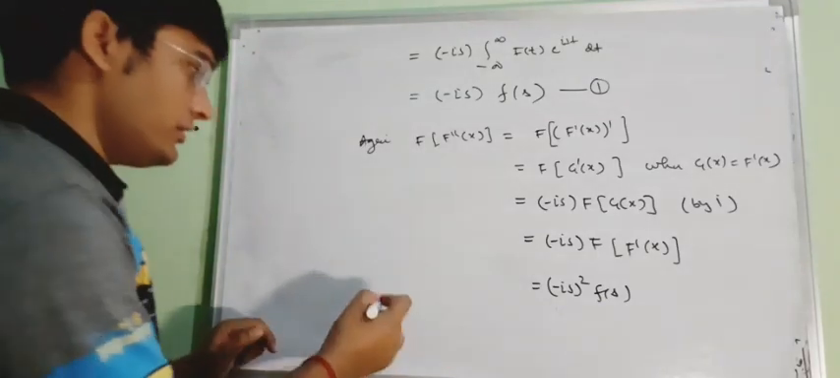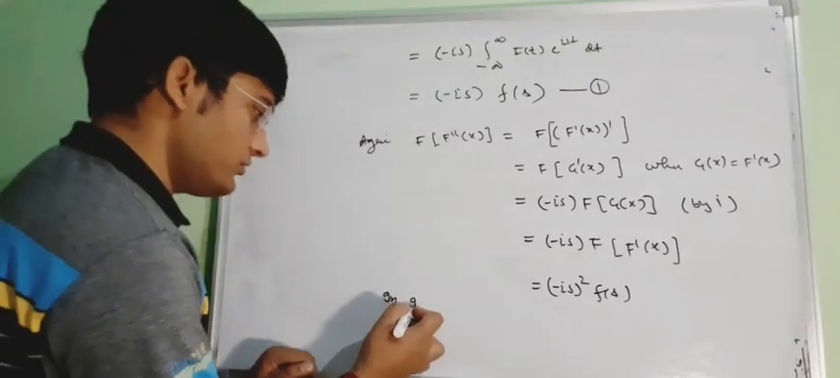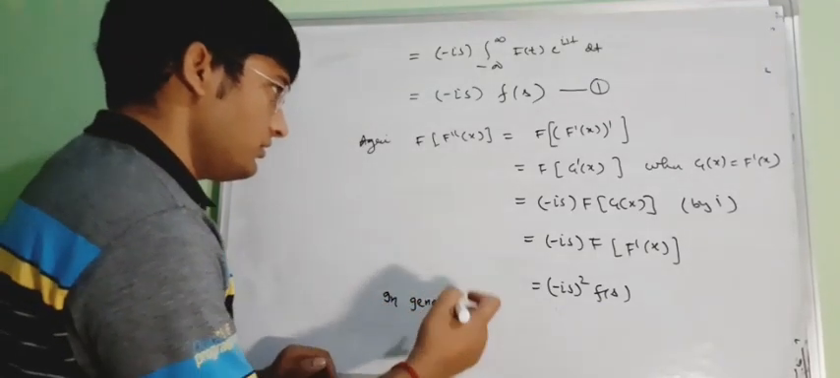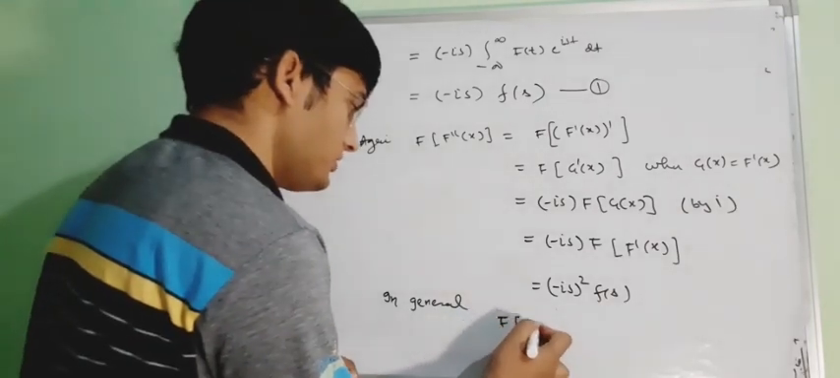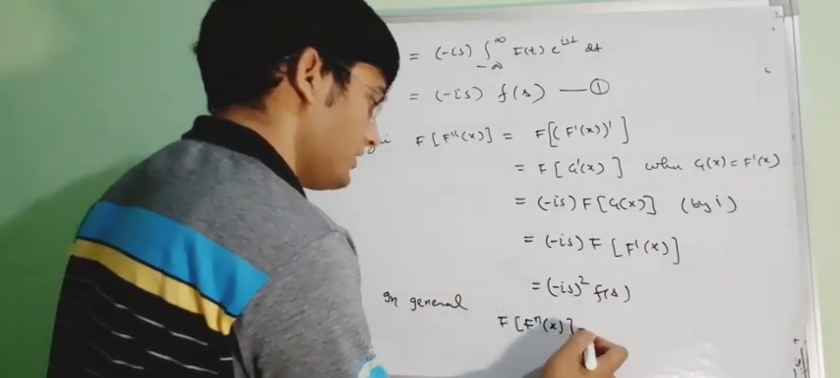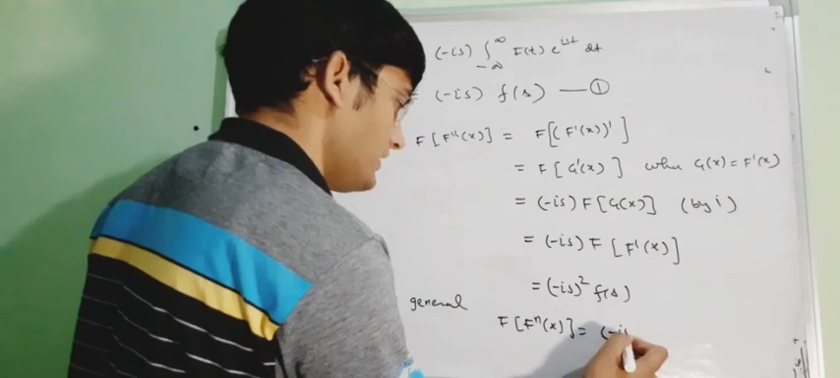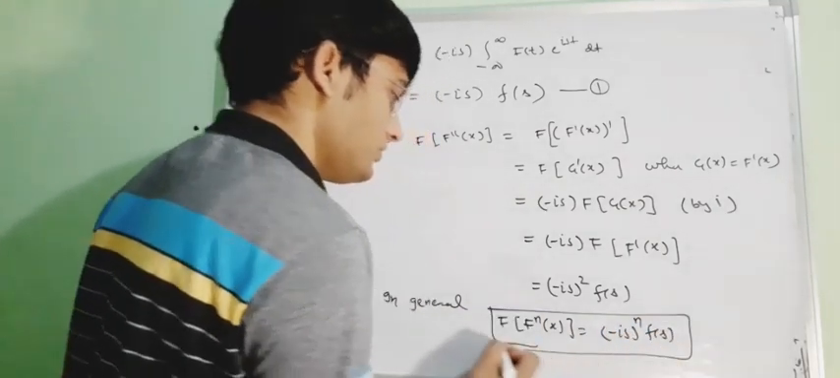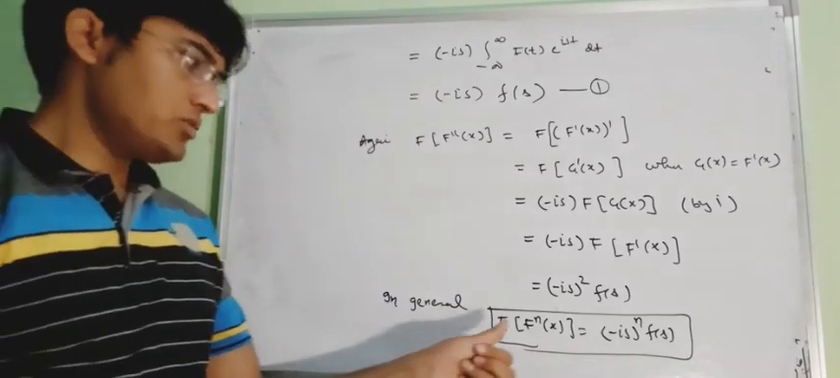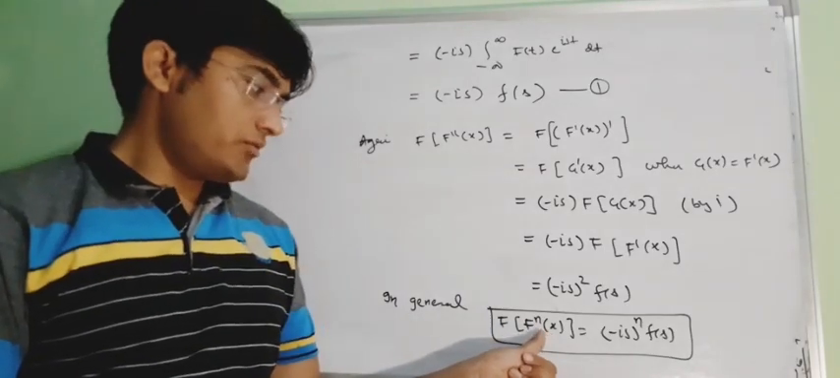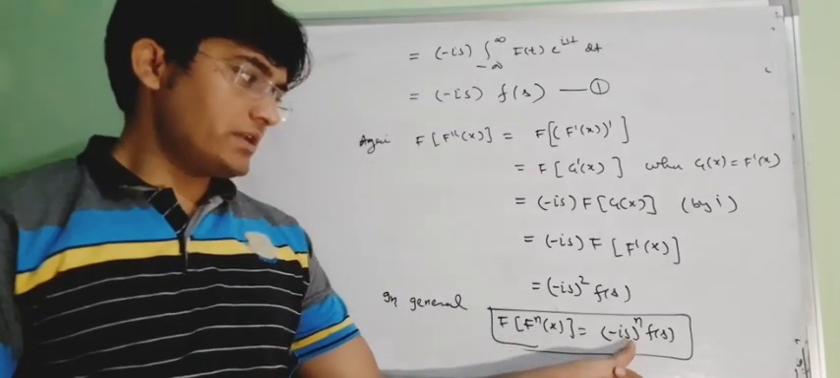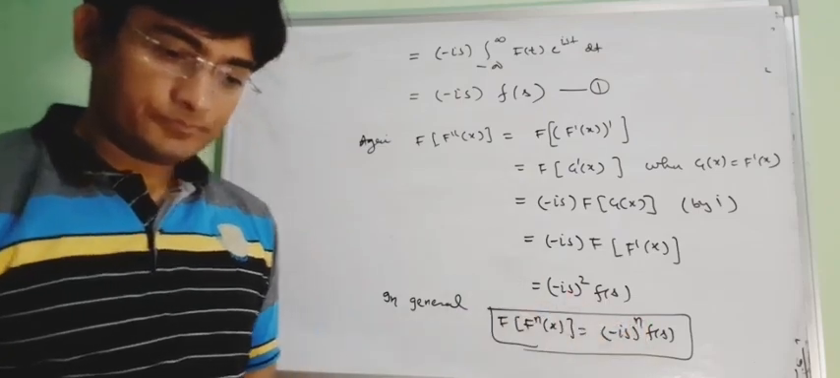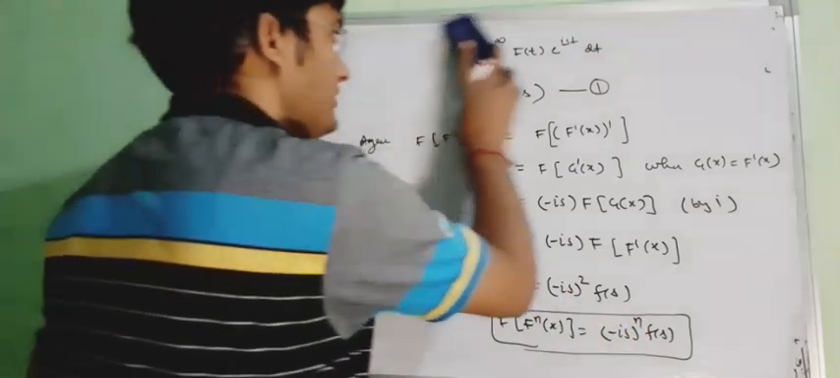So in general, if we continue this process, we will get the Fourier transformation of f^n(x) as (minus is) to the power n into f(s). So this is the Fourier transformation of the nth derivative of a function, and it is equal to (minus is) whole power n into f(s). Next property or next theorem.